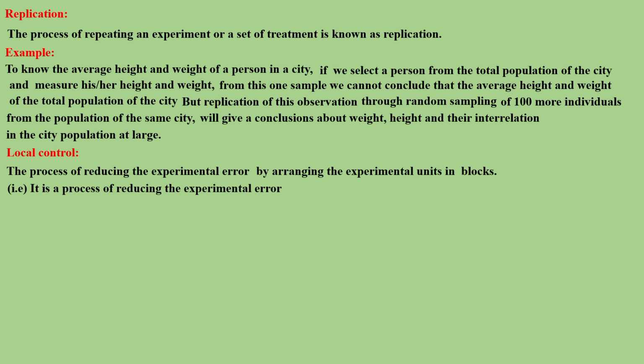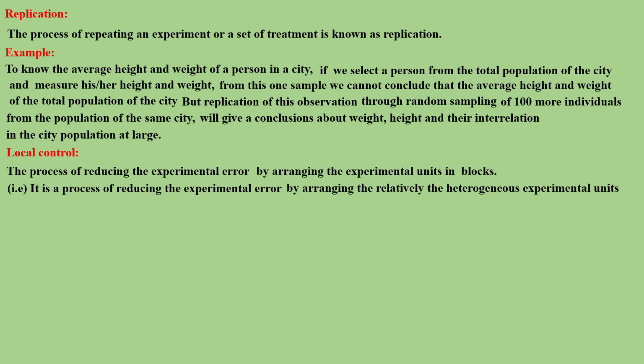It is the process of reducing the experimental error by arranging relatively heterogeneous experimental units. Suppose in a block there are different soil types: 7 are almost the same type, and 3 have some slight difference in the soil. Then you have to keep those 3 separately, so the output will be almost the same for the 7, right? That is called local control.